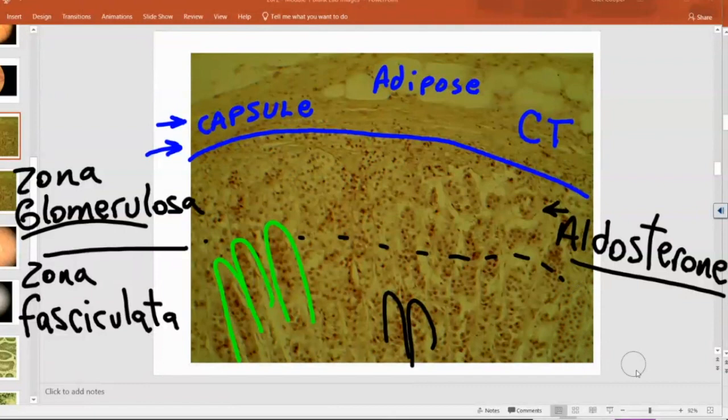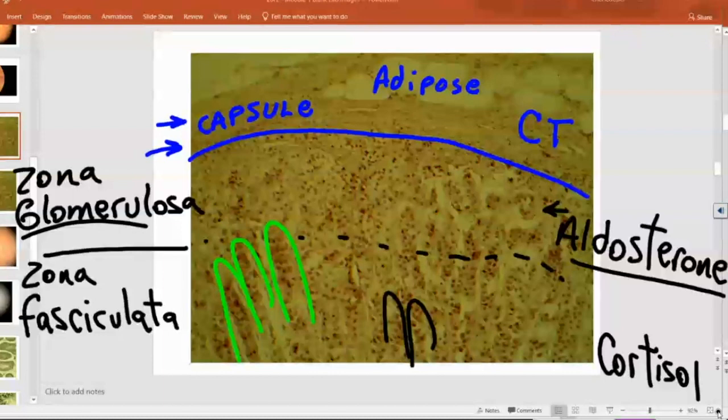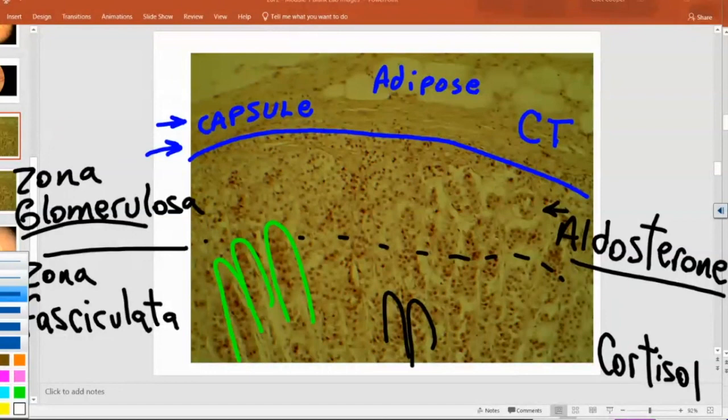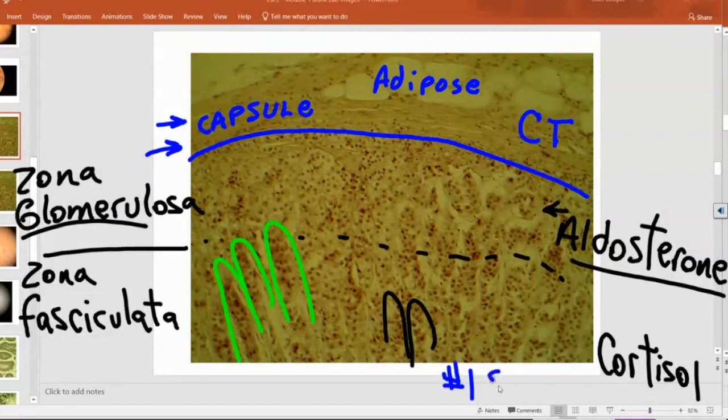And the zona fasciculata makes your number one stress hormone. Cortisol. You might remember we talked about another hormone that regulates cortisol, that causes cortisol to be released. We'll talk about that later. Cortisol is the number one stress hormone. So cortisol is released from these cells. Aldosterone, which does something else, is released from the cells up above it.